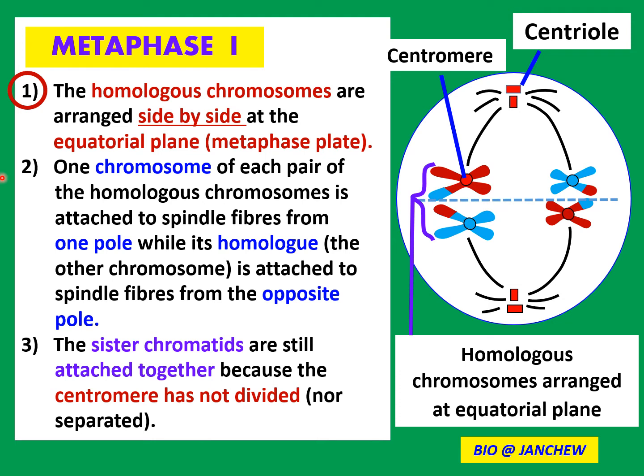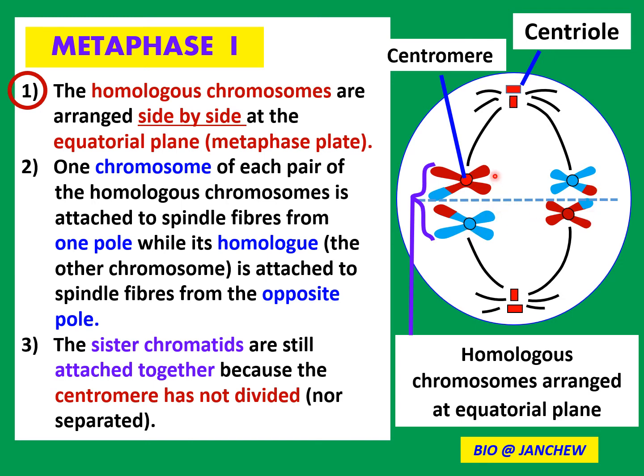The next phase after prophase is metaphase I. In this phase, the homologous chromosomes are arranged side by side at the equatorial plane, or in the old syllabus of KSSM, we call it the metaphase plate. Alright, for KSSM syllabus, we use equatorial plane. So equatorial plane is an imaginary line in the center of the cell between the two poles here, where the homologous chromosomes will be arranged side by side.